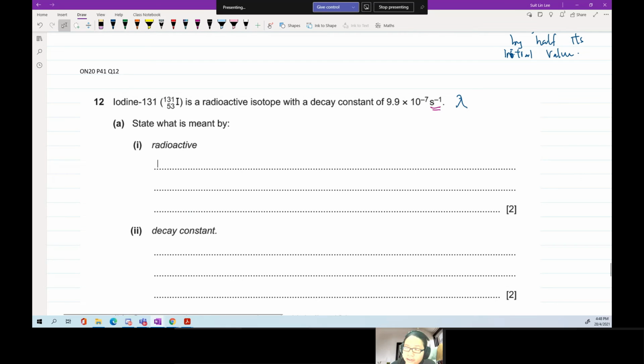So not the song Radioactive by Imagine Dragons. You can write the lyrics here, but you won't get marks.